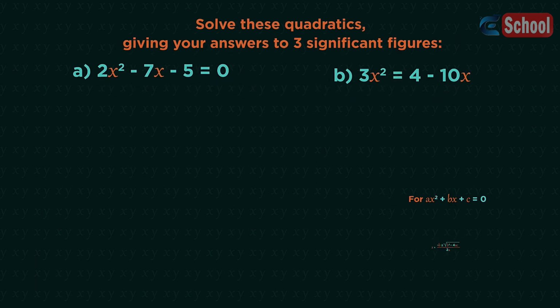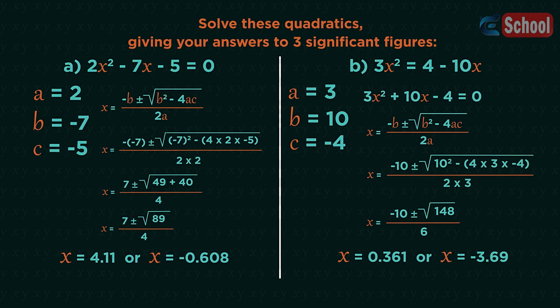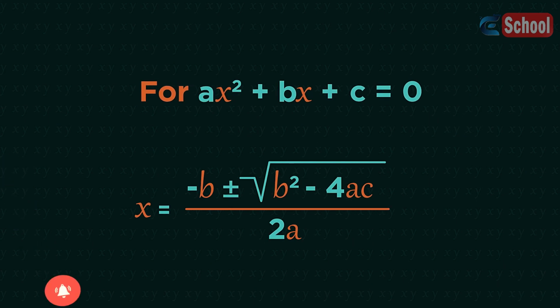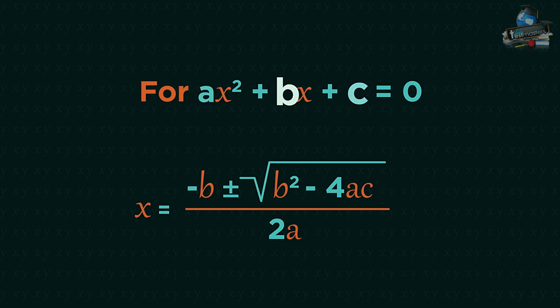How did you get on? If you made a mistake, go back and check your negatives. This is usually where mistakes are made. So there we have solving quadratics using the quadratic formula. a, b and c are just the coefficients from the equation, and we substitute these numbers straight into the formula. Take your time and just be careful with negatives.